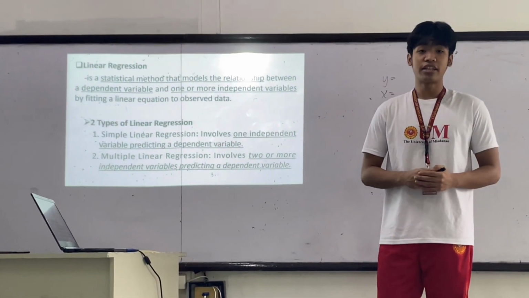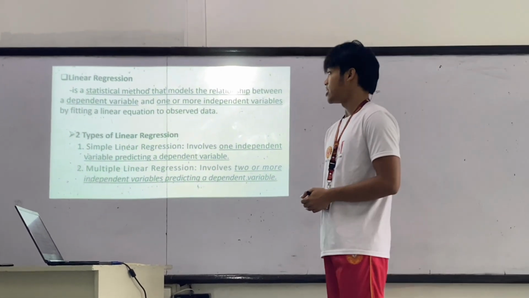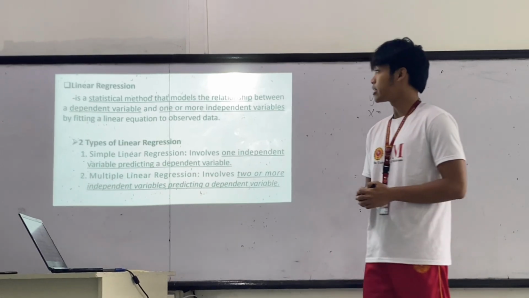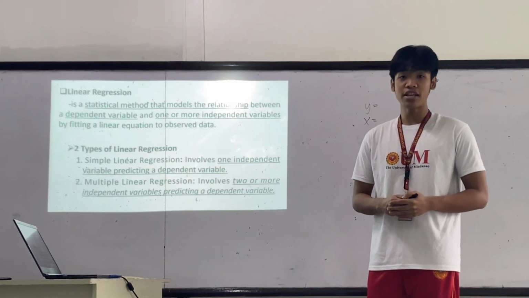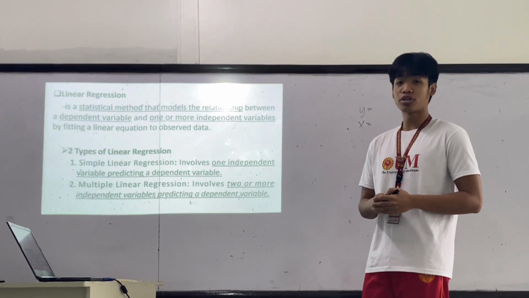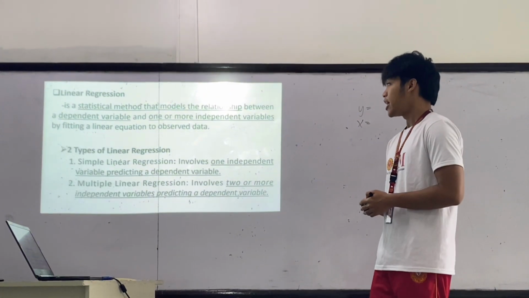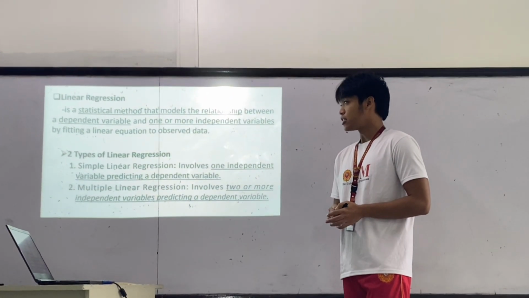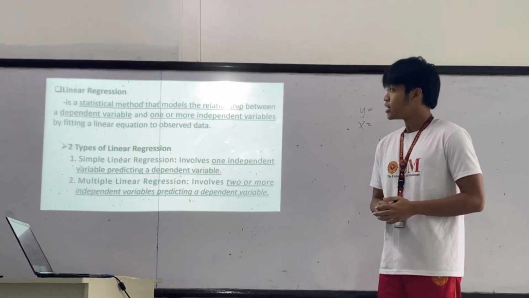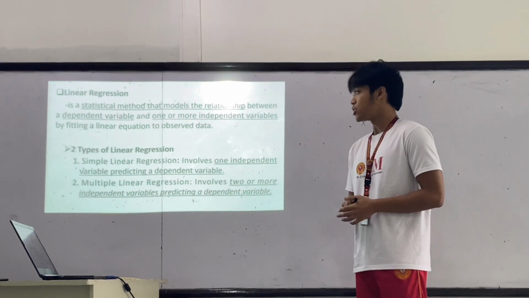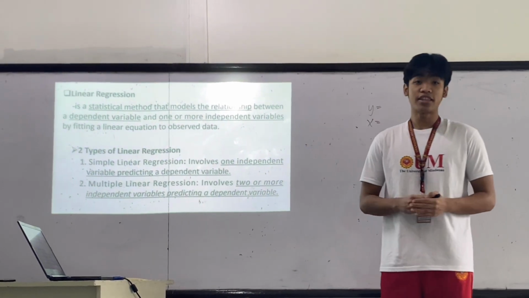So what is linear regression? Linear regression is a statistical method that models the relationship between an independent variable and one or more dependent variables. And also, linear regression uses a linear equation in order to observe the data.